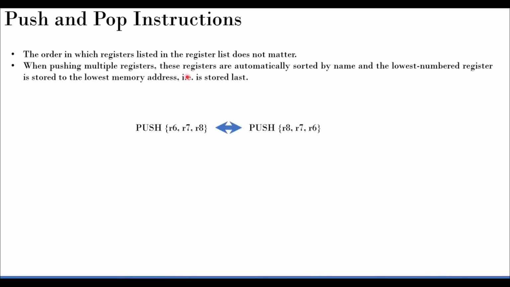So basically what I mean is this: R6, R7, R8, if we give them in this order or the reverse order, both are the same. What is going to happen is first R8 will be stored, then R7 will be stored, then R6 will be stored, so that R6 is the first one which will be coming out. Always remember that. So first will be R8, then R7, then R6, even if we give them in any order. So it doesn't matter. I have an example.